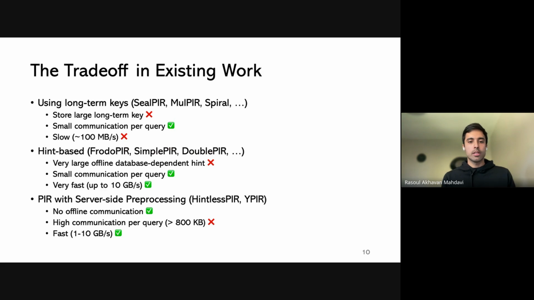So in the third paradigm, which is what we'll be working in, and there are works like InsPIRe and YPIR in this paradigm as well, we won't be relying on any sort of offline communication between the client and the server. The existing work achieves pretty good speed, between 1 to 10 gigabytes per second of throughput. But the problem ends up being the pretty high communication cost per query that you have to pay.